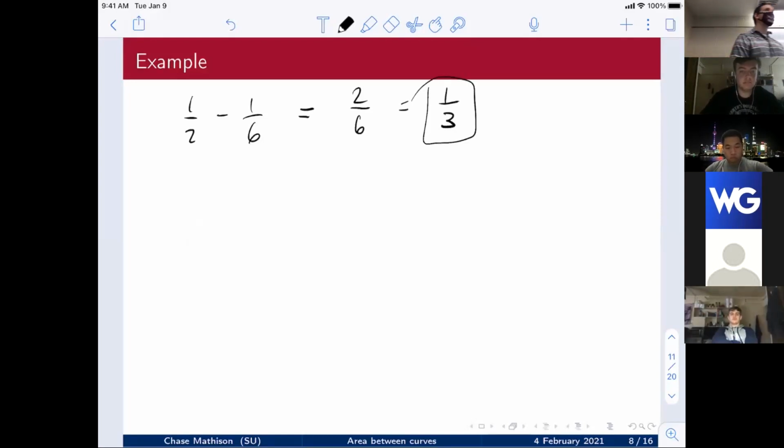Do we have any questions on that? Again, the functions can get a little more complicated, but at the heart of it, this is always how these problems go. Find out what curve is on top, and after you find that out, the other curve is on bottom. Take the difference and integrate. Okay.